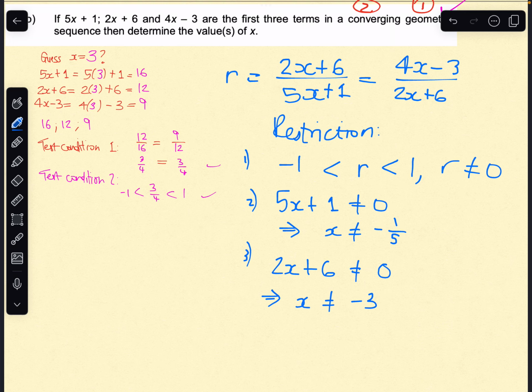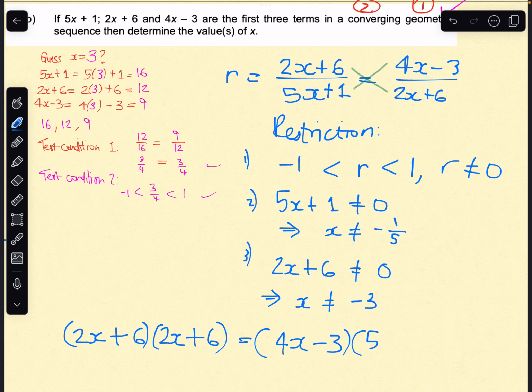Okay, so let's go ahead and solve this. Assuming that neither of these is equal to 0, we can just go ahead and cross multiply. I know some people don't like cross multiplying, but okay, I'm out of the system now. I can do what I want. Okay, (2x + 6) times (2x + 6) is equal to (4x - 3) times (5x + 1).